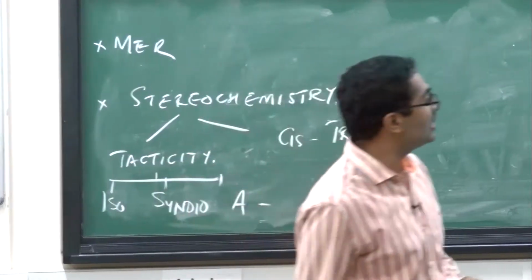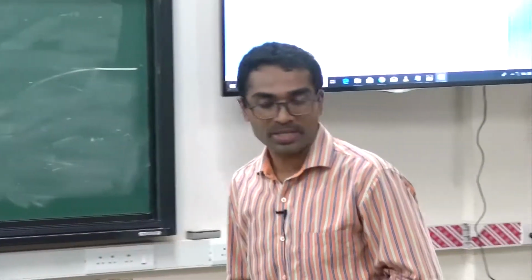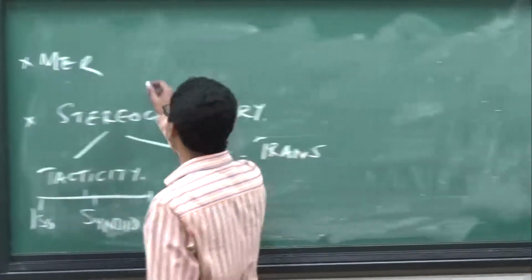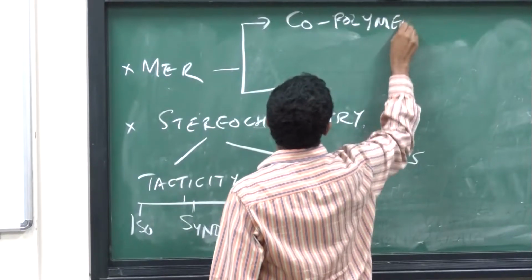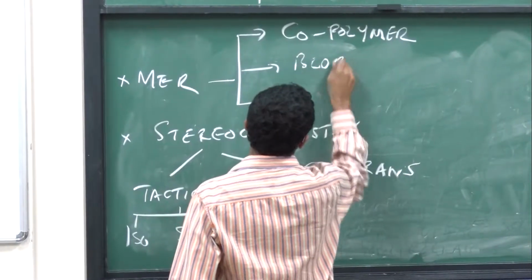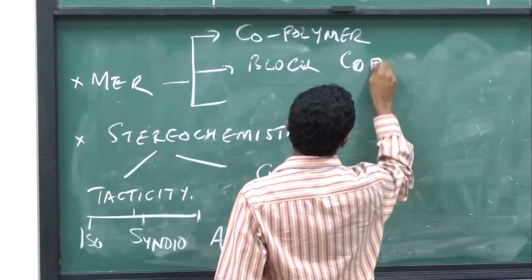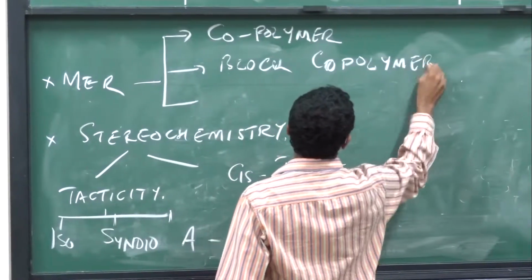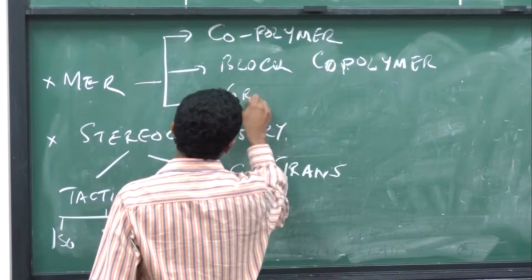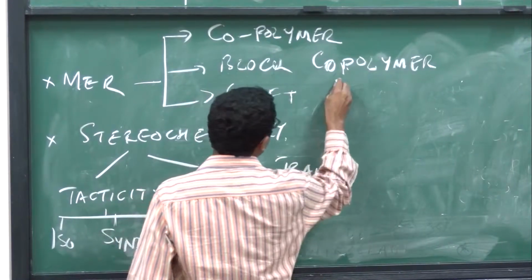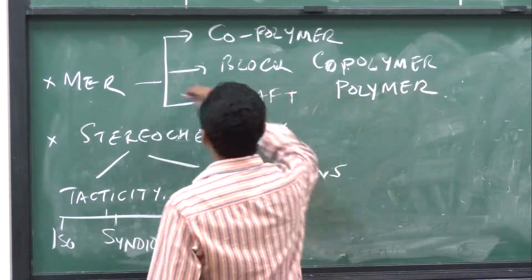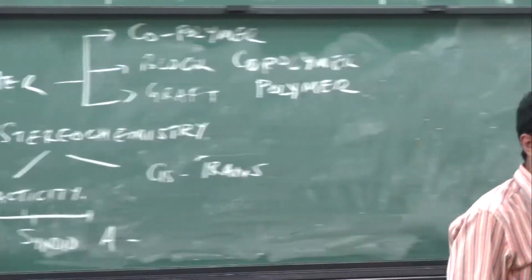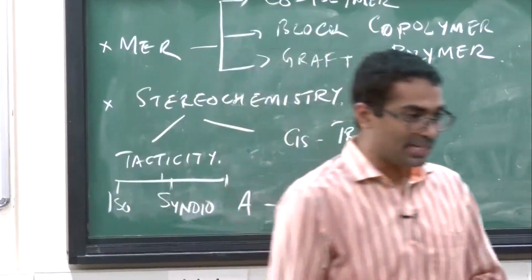So why don't you look at the definition of the word mer? What is mer? And there are things here, let us say copolymer. What does copolymer mean? Block copolymer, graft polymer. So we'll learn about mer, and from that we'll try to learn about copolymer, block copolymer and graft polymer.